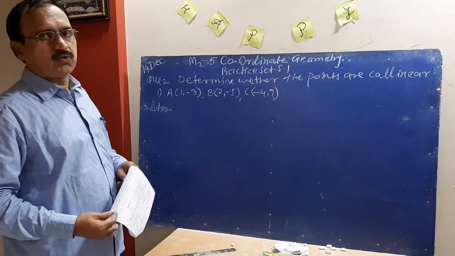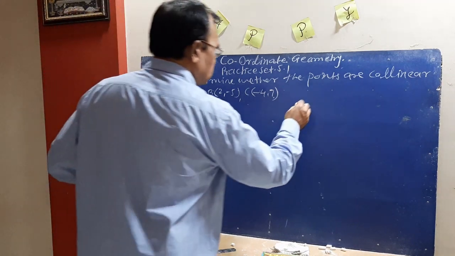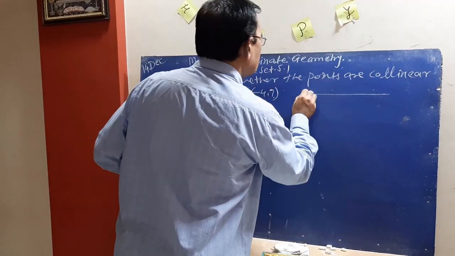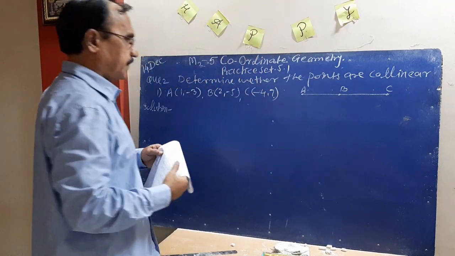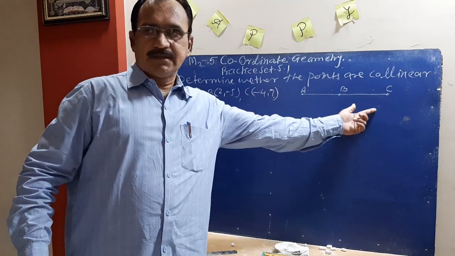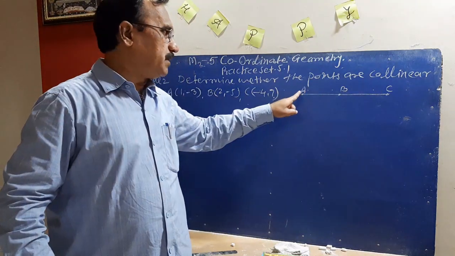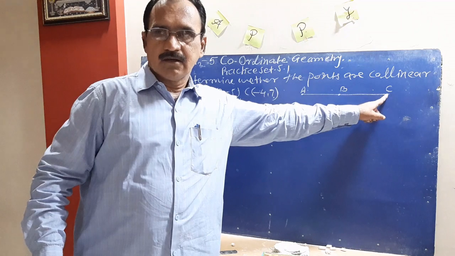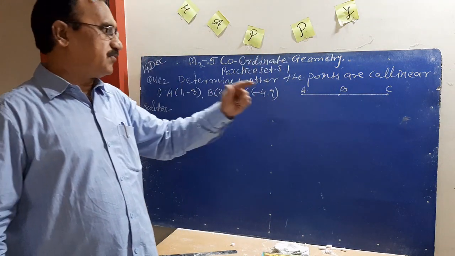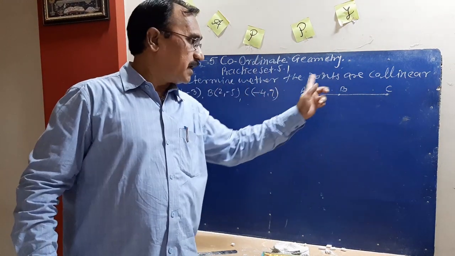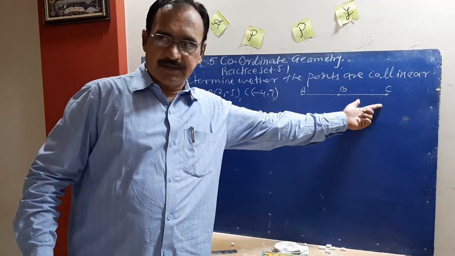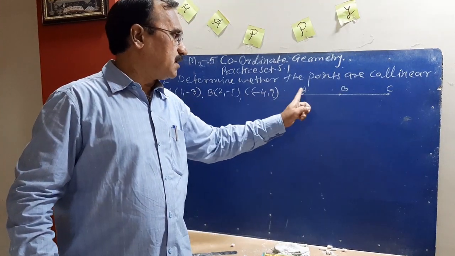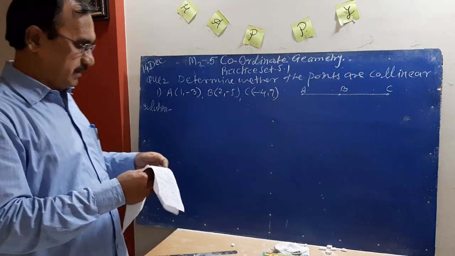How can we check whether these points are collinear or not? Suppose this is point A, this is point B, and this is point C. If AB plus BC is equal to AC, then and only then points A, B, C are collinear. That means we have to find distance AB, distance BC, and distance AC also. If distance AC is equal to distance AB plus distance BC, then we can write the conclusion that points A, B, C are collinear points.